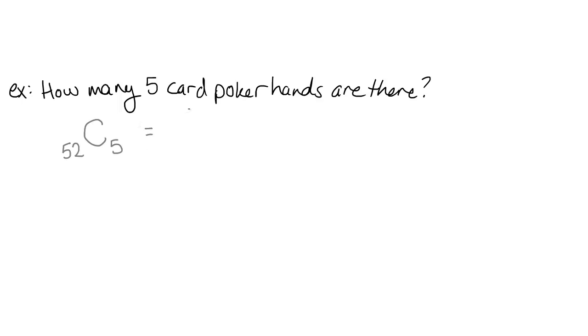Now our formula would tell us that this is 52 factorial divided by 5 factorial times 52 minus 5, or 47 factorial.